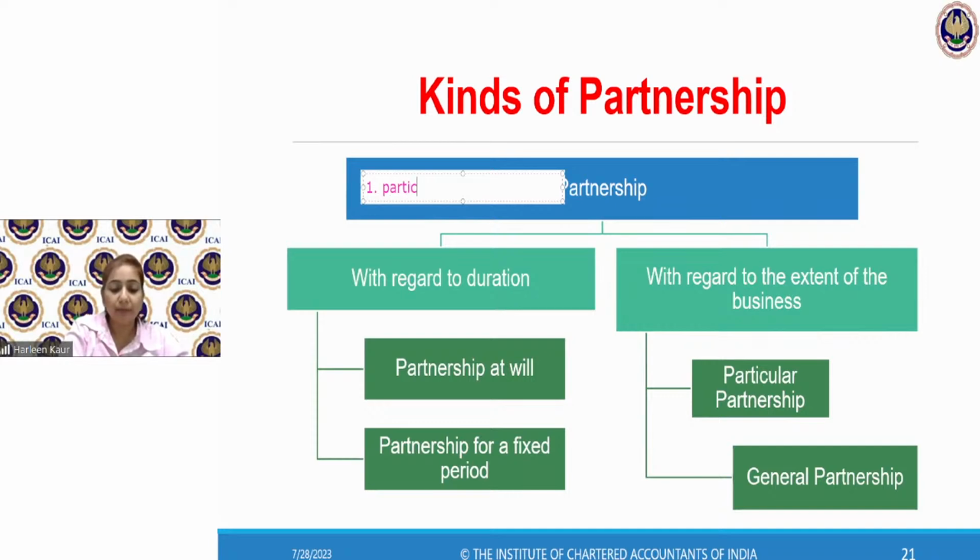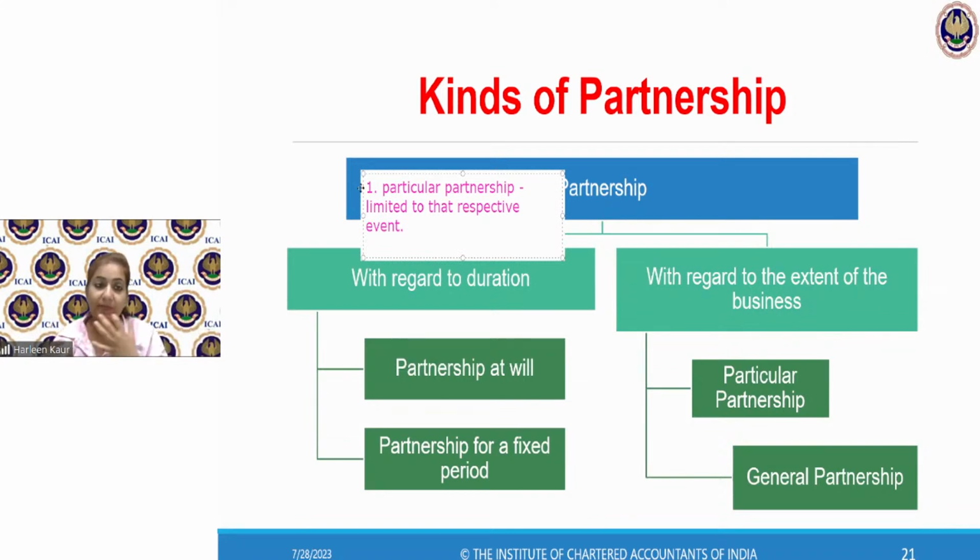Number one, it is particular partnership, so here our liability is limited to that respective event. So whatever event we are holding, whatever business we have decided to do for a short term, our liability is limited up till that. Then there is general partnership. General partnership will have unlimited liability.